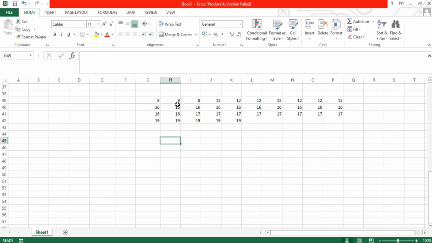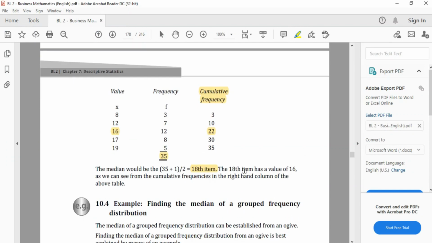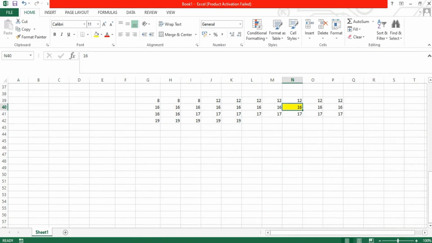Okay. So now we have to find the 18th item. This is the first item. Then 1, 2, 3, 4, 5, 6, 7, 8, 9, 10. After that 11, 12, 13, 14, 15, 16, 17, 18. This is the 18th item. See? So this is the item that gives us the value 16. That is why they say the 18th item has a value of 16, as we can see from the cumulative frequencies in the right hand column of the above table.